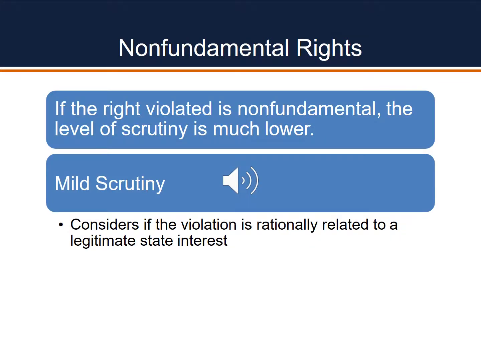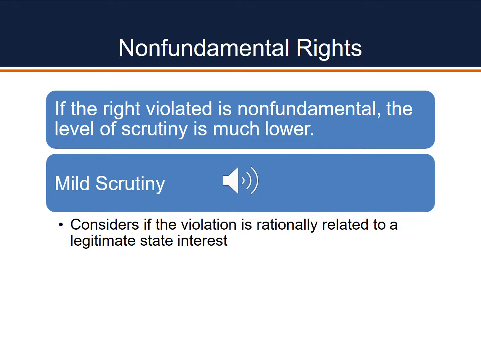What if it's a non-fundamental right? If we have been able to determine that the right being violated is not free speech, it is not freedom from warrantless searches, and it is not freedom from self-incrimination, therefore it's considered a non-fundamental right. If it's a non-fundamental right, then the level of scrutiny is much lower. That is, go back to those questions. That level of scrutiny is applied to how important is the reason for violating it. The scrutiny applied to that then is much less. It's called mild scrutiny. This determines that the violation is rationally related to a legitimate state interest.